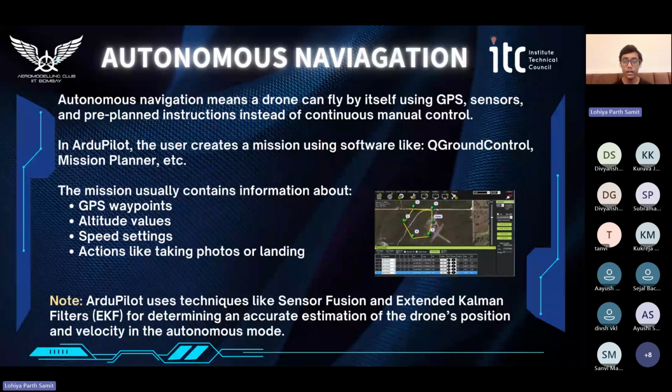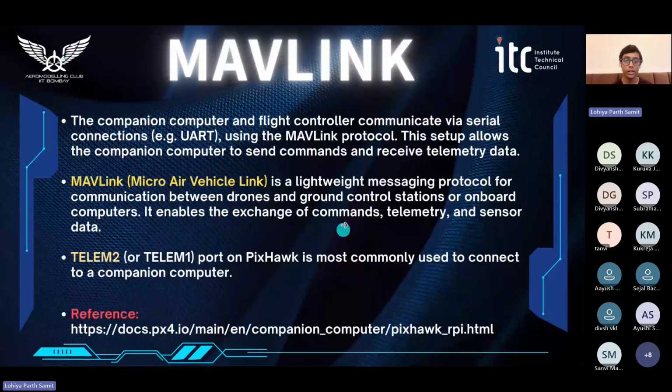Moving on to Mavlink. If you all remember from the architecture, this is the communication that happens between the drone software and the ground software. So the companion computer and flight controller communicate via serial connections, that is the UART, using the Mavlink protocol. And the long form for Mavlink is Micro Air Vehicle Link. It is a lightweight messaging protocol for communicating between the drones and ground stations, or even the onboard computers.